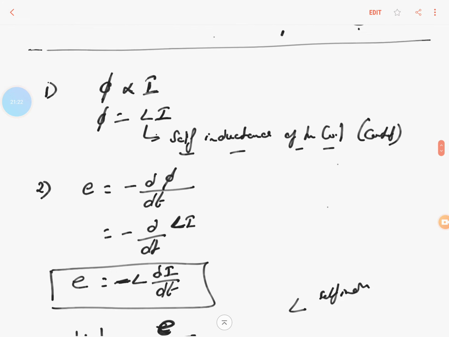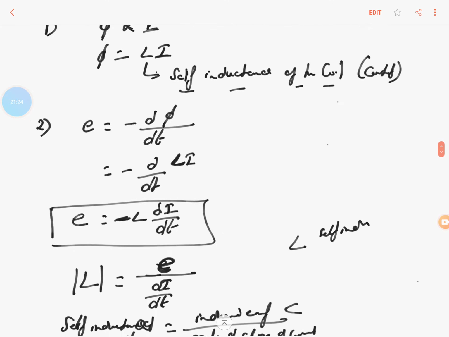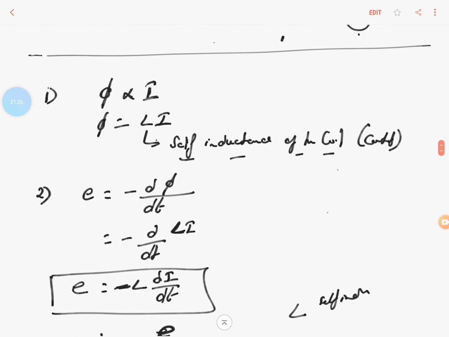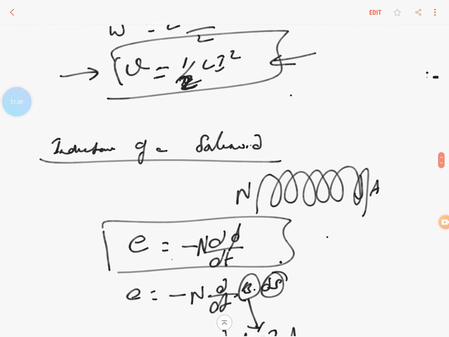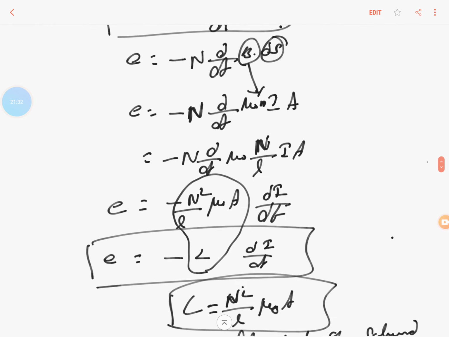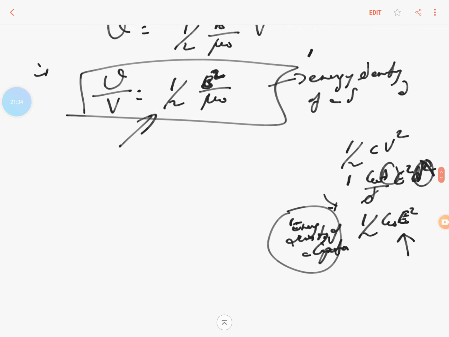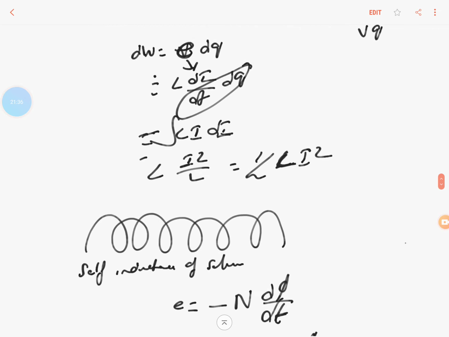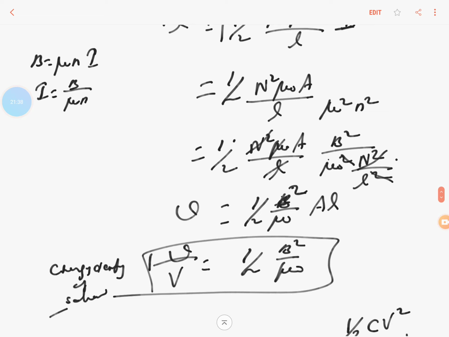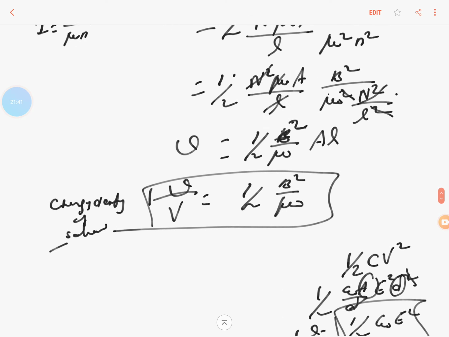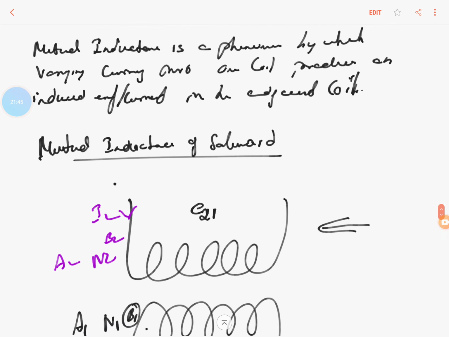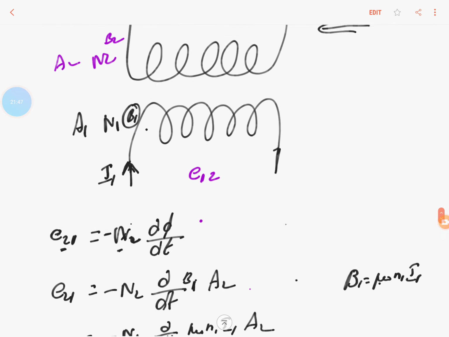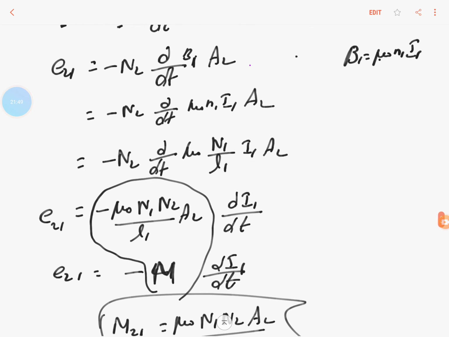Pan omega, sin omega t. Okay, this is the second part. The PDF has the second part which I've explained there. And energy of an inductor, then inductance of a solenoid, energy of a solenoid, what is mutual induction, what is energy density of a solenoid, then what is mutual induction, inductance, and how do you calculate the mutual inductance of a solenoid.